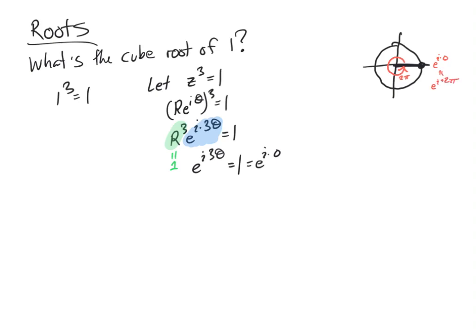And in fact, it's also equal to e to the i times 4 pi. And it's equal to e to the i times 6 pi. And e to the i times 8 pi, and so on. Every time I go around the circle one full time, I end up back where I started. So this is how I'm going to actually compute my roots.